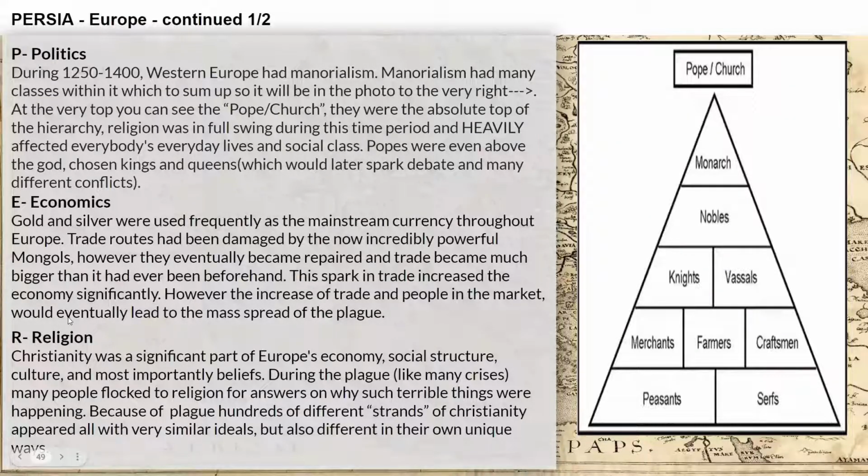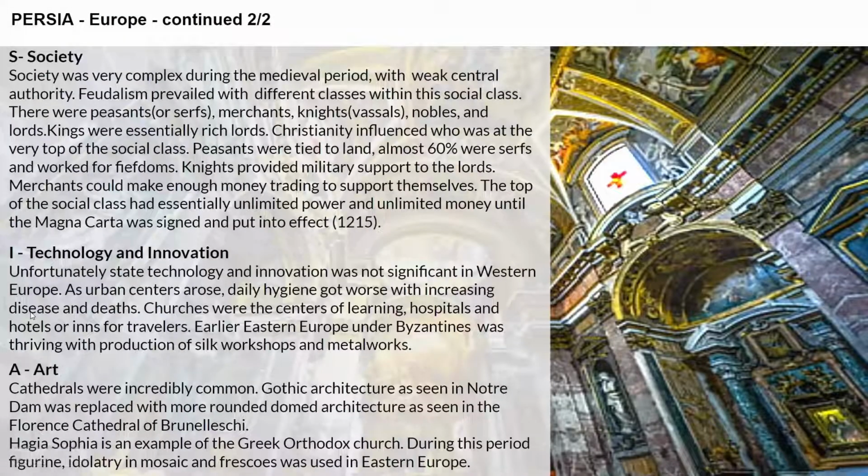R for religion. Christianity was obviously a significant part of Europe's economy, social structure, and culture, and most importantly, beliefs. During the plague, like many crises, many people flocked to religion for answers on why such terrible things were happening. Because of the plague, hundreds of different strands of Christianity appeared, all with very similar ideals, but also different in their own unique ways. This persisted.